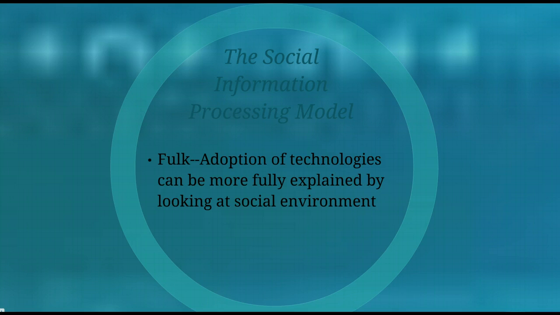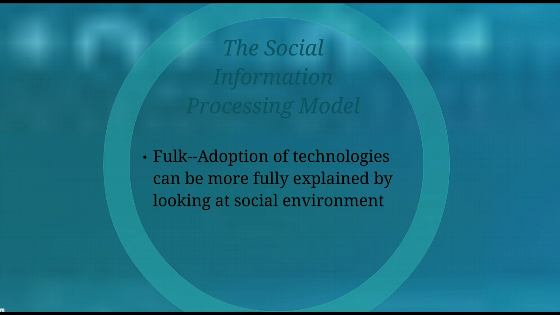So let's dive in and look at the social information processing model. This model, developed by Folk, argues that if you look at the social environment of the people involved, that'll help explain how a particular technology might be adopted or might not be adopted. So when I talk about the social environment, I'm talking about looking at the communication between the coworkers, so sort of a lateral communication, or we can look at vertical communication between supervisors and subordinates, or between employees and customers, and how that affects. So that's the social information processing model, definitely tied into communication.